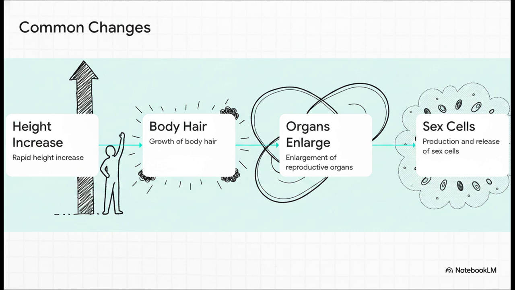Step 1, right at the top, usually starts with a rapid height increase. Following that downward arrow, to step 2, we get the growth of body hair. That flows right into step 3, the enlargement of reproductive organs. And ultimately, at the bottom of our chart, the production and release of sex cells. This step-by-step sequence, that's the shared blueprint of human sexual maturity.